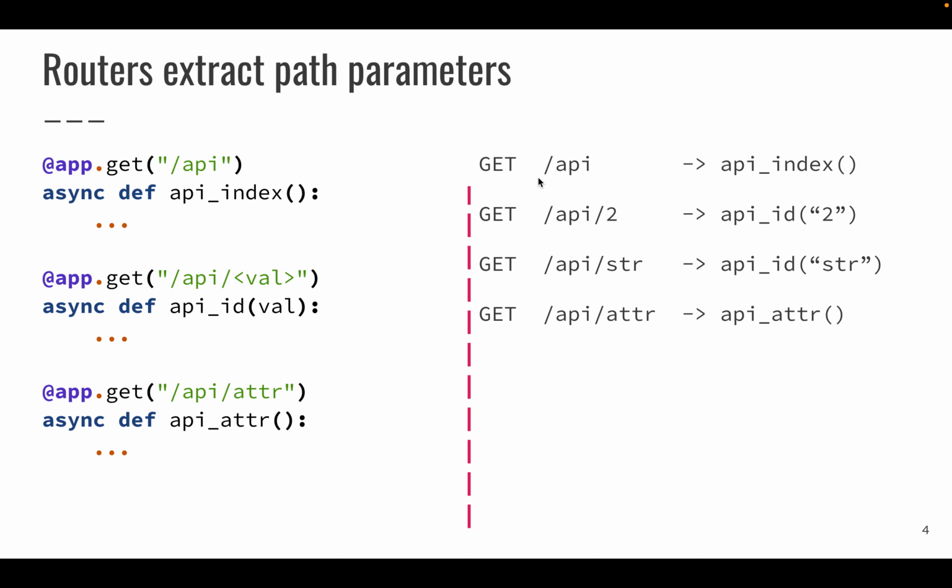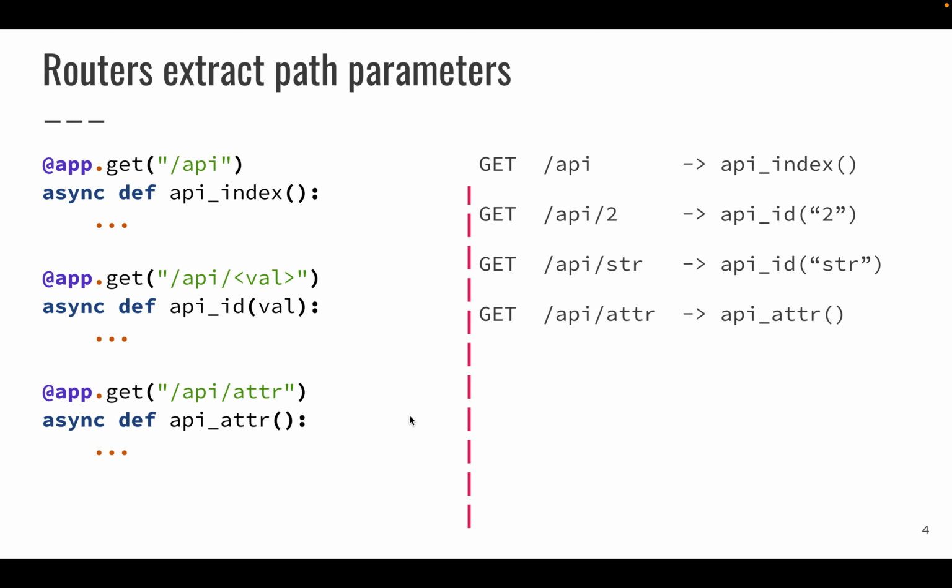So again, GET /api should call api_index. GET /api/2 should call api_id with a value 2 that's a string. It should just pick out the value, which is this part. GET /api/str, same idea, api_id, but this time the value is str. But crucially, GET /api/attr should call api_attr instead.